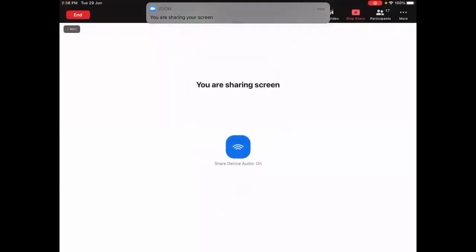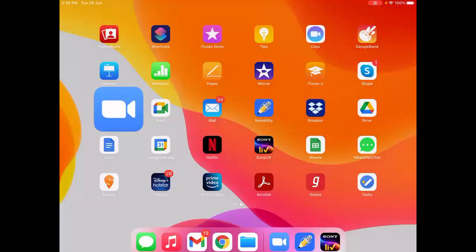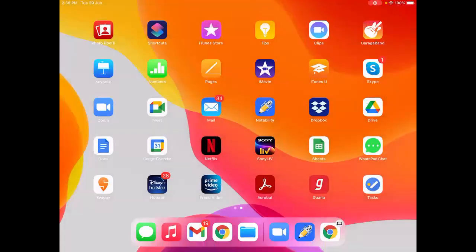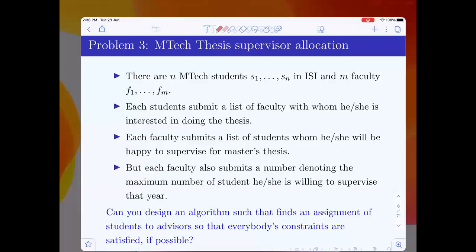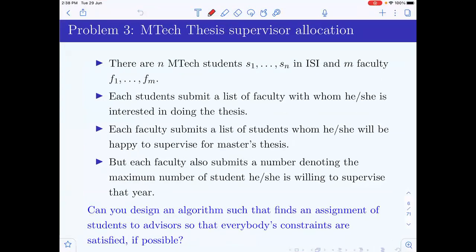Okay, so let me start by sharing my screen. Are you able to see my screen? Yes, sir. What are you able to see now? MTech thesis supervisor slide. Good. So you can see that problem, right? Good. Yes, sir.